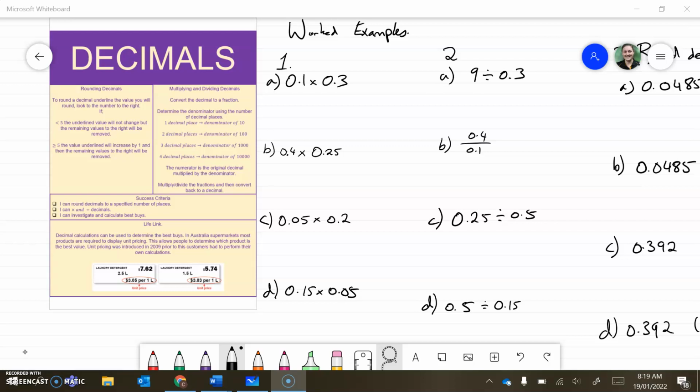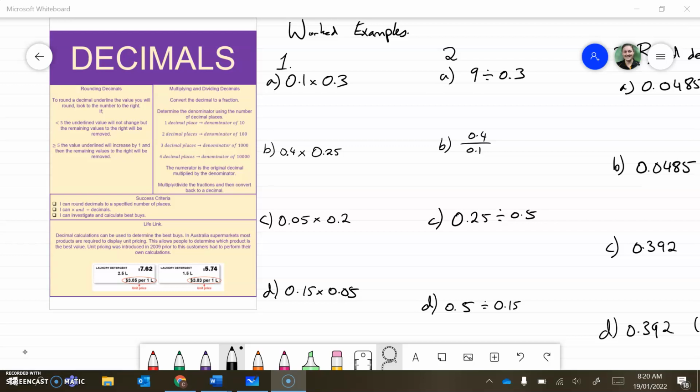So to round a decimal, what we need to do is underline the value that we want to round. We then look to the number to the right of it, and if that number is less than 5, then the underlined value will not change, but the remaining values to the right will be removed. If it is greater than or equal to 5, then the underlined value will increase by 1, and the remaining values to the right will be removed.